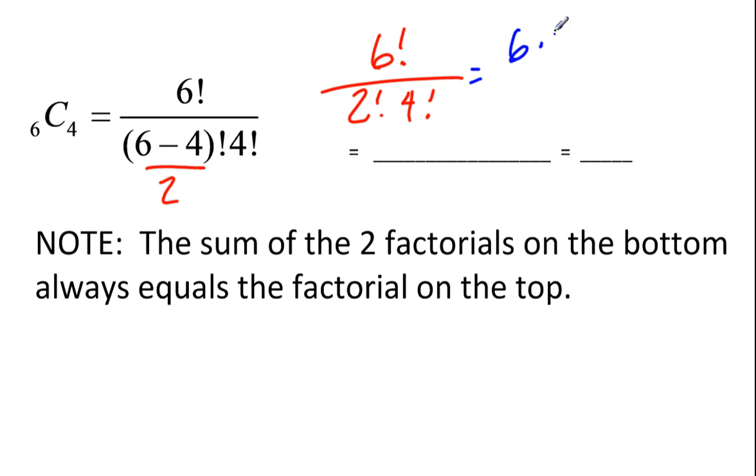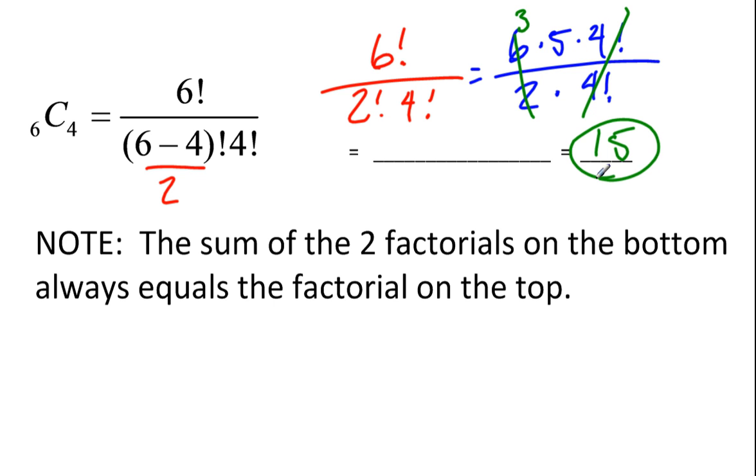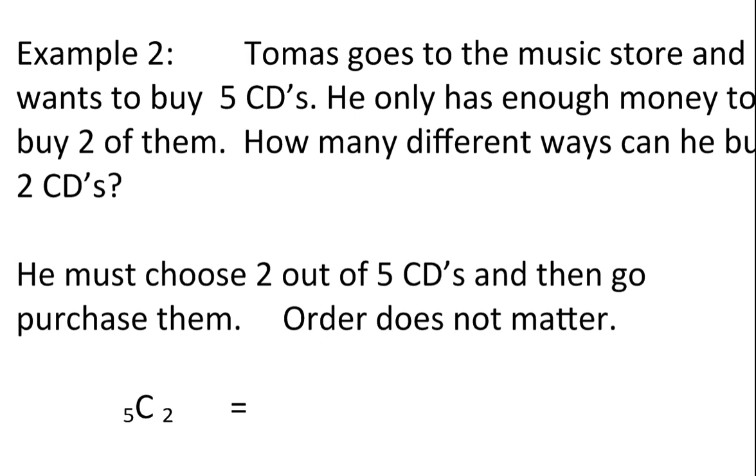So I'm going to go 6 times 5 times 4 over 2 times 1 times 4. I'm going to stop right at the 1 because by now you should know that the 1 is silly and doesn't do anything. So we got 4 factorial over 4 factorial, that goes away. 6 divided by 2 leaves a 3. 3 times 5 makes 15. So 15 different groups of dolls that she can take on her trip.